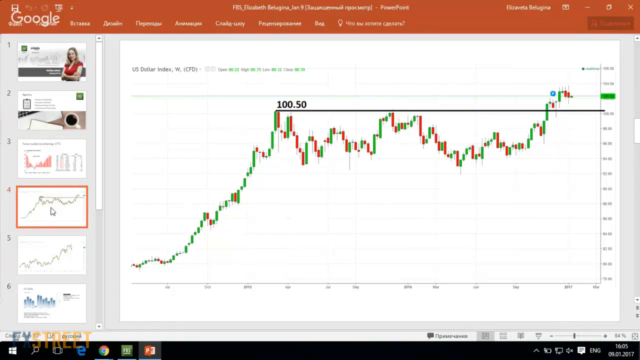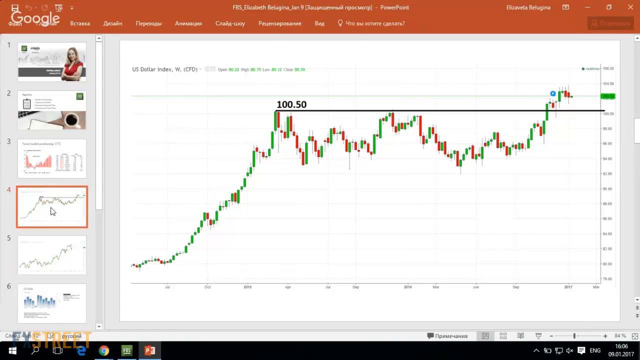Let's have a look at the US dollar index chart. This chart shows us the dynamics of the American currency versus currencies of America's 6 main trading partners. Firstly, let's have a look at the weekly chart of this instrument.